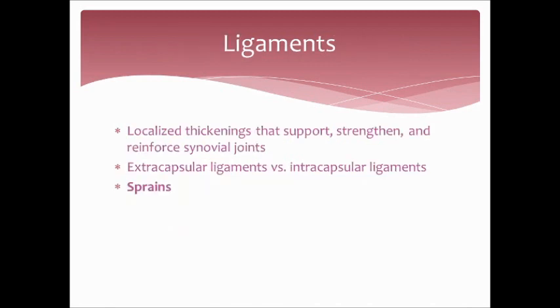Ligaments connect bone to bone, so they are localized thickenings. They support, strengthen, and reinforce synovial joints. They can either be extracapsular, where they exist outside of the joint capsule, or intracapsular within the joint capsule. An injury to a ligament where it becomes a little overstretched is called a sprain.